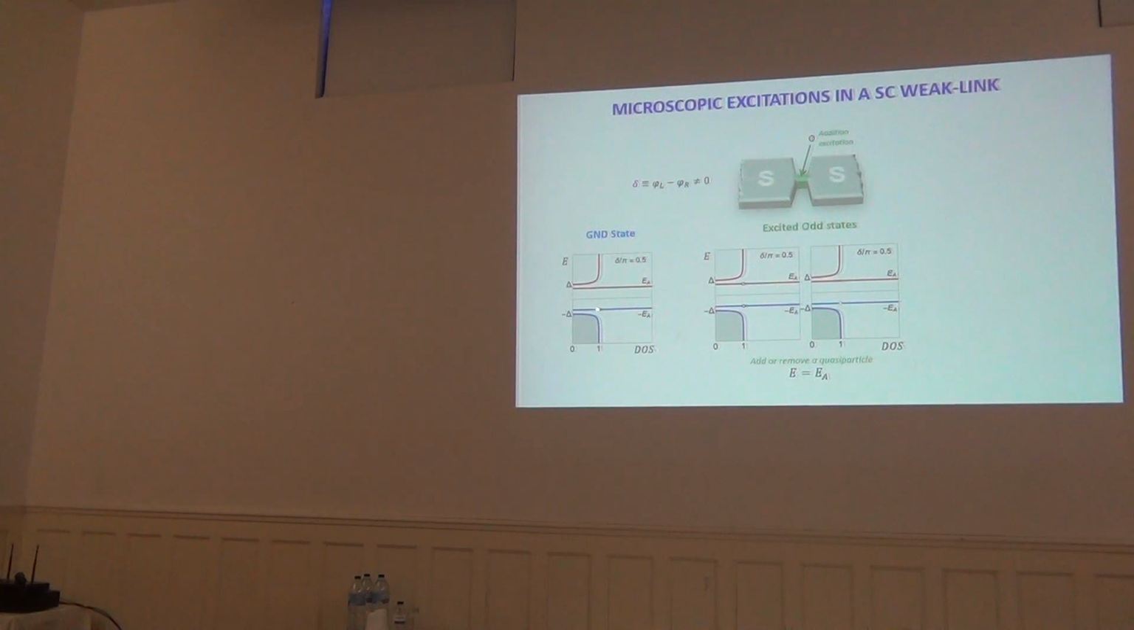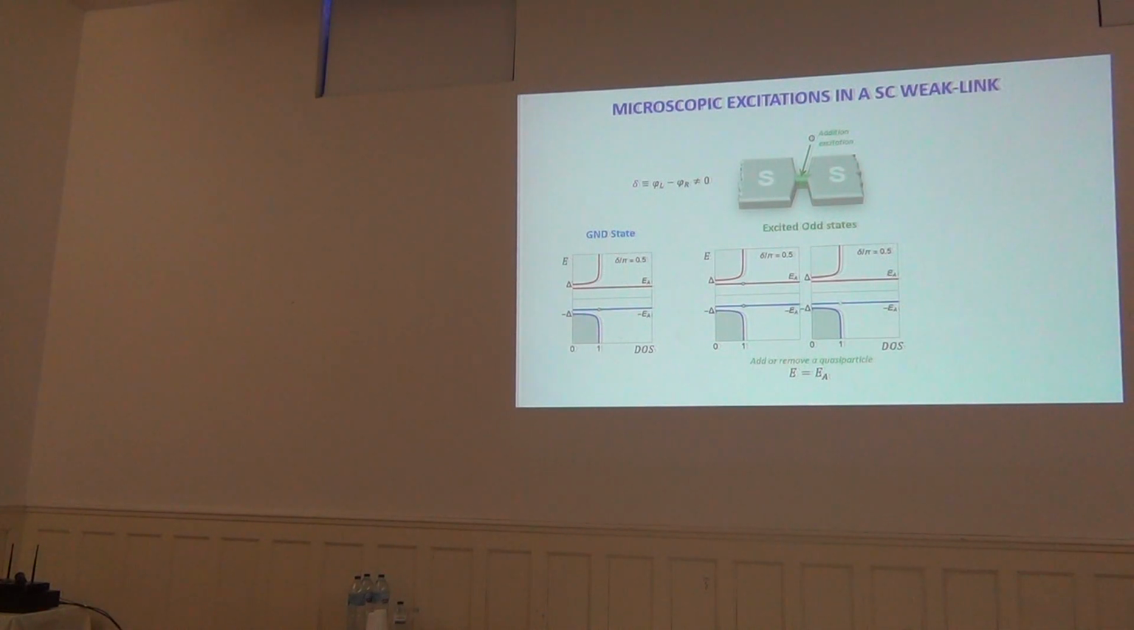So there are these localized states with an energy that depends on the phase. Okay, so which are the possible microscopic excitations? And this is a problem which I'm going to come back to tomorrow. So the ground state of the system, everything that is below the Fermi level is occupied. Okay, so this state is occupied and all these continuum states are occupied.